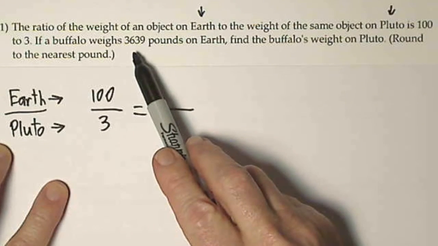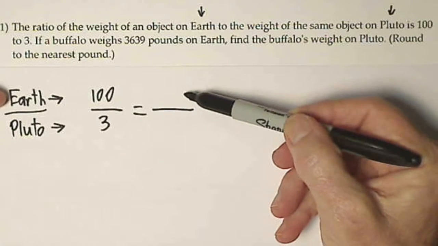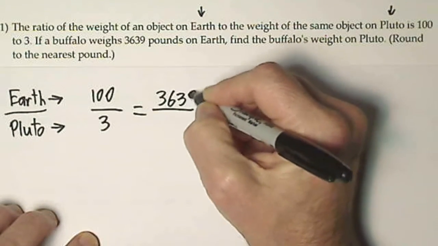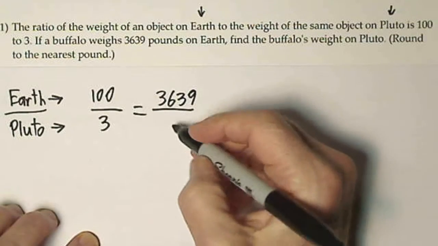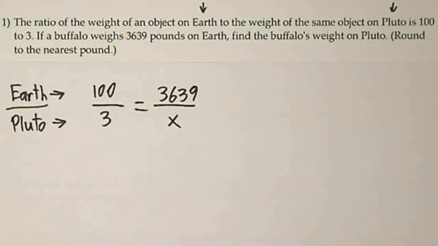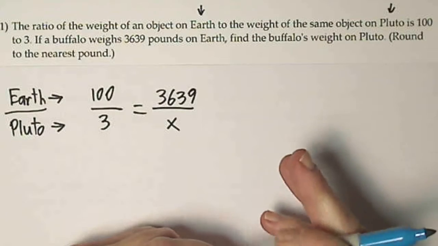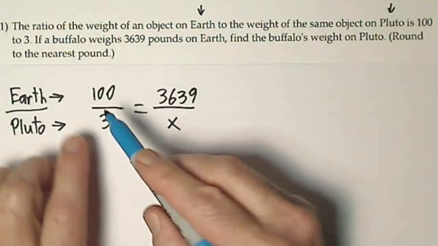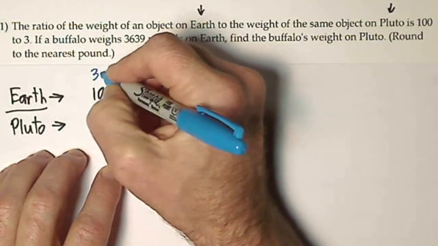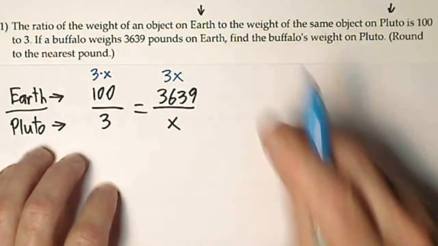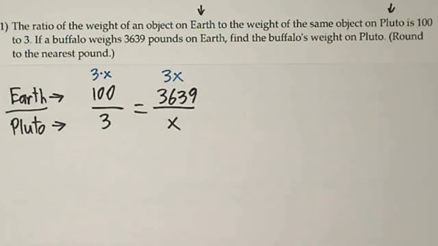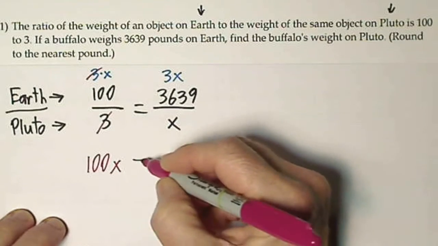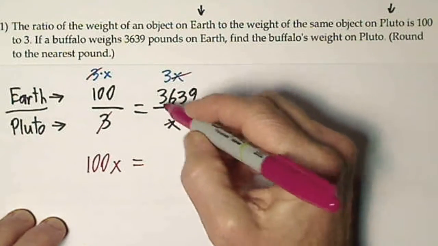The buffalo weighs 3639 on Earth. So I wouldn't put it on the bottom. I would put that value on top because that's where Earth is. And find the buffalo's weight on Pluto. That's where the variable goes. Okay, and I've been encouraging an easy way to solve these that still works when you get more complicated problems: just clear this of fractions, multiply each side by 3x. So 3 times x, 3x. And then you just go back and cancel what you can before you multiply. So the 3's cancel. I have 100x equals, the x's cancel, and I have 3 times that big old thing.